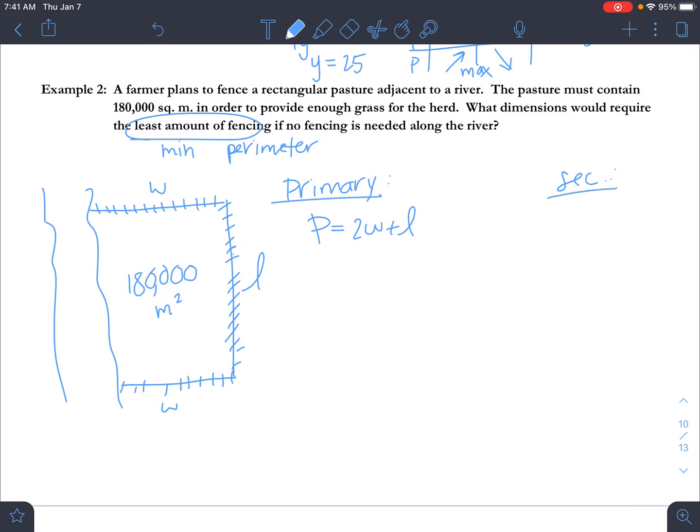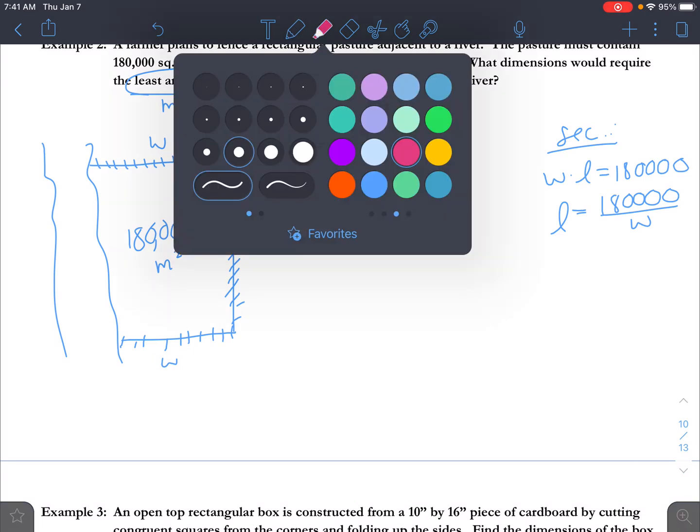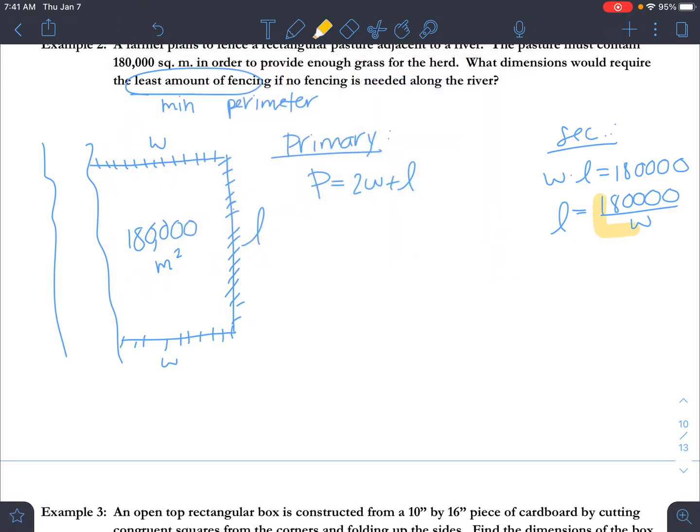And our secondary equation here would be if this area, aka length times width, has to be 180,000. That's something that's definitely important here. Then solve for W or L. I solved for L, so I'll stay with that. Divide by W on both sides. And then I'm going to plug that in, again, similar to last time. Substitution here. L is the same thing as this.